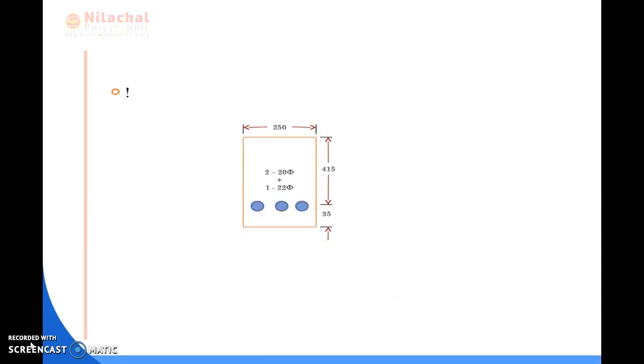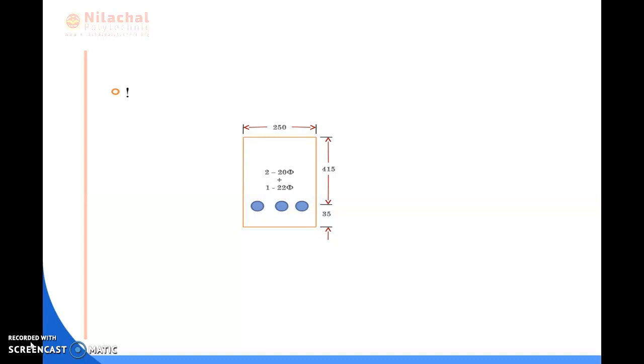Here the diagram we have provided. So one number of 22 mm dia bar and two numbers of 20 mm dia bar are provided here. A total of 3 bars provided, and the breadth is provided as 250 mm and effective depth is provided as 415, and the cover is provided as 35 mm.